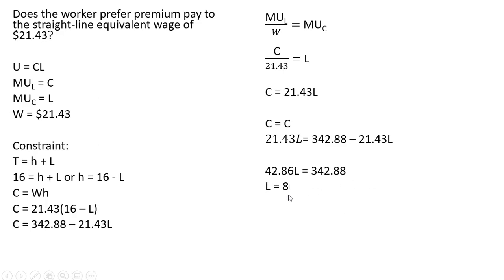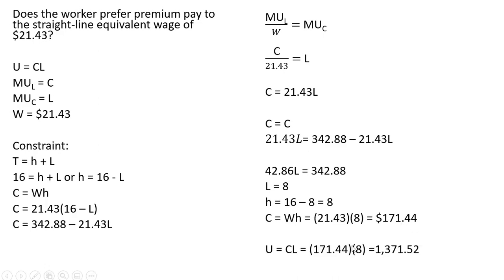The worker would choose 8 hours of leisure, meaning 8 hours of work. The worker would be able to afford $171.44 of consumption spending, and the utility level here would actually be greater than under the overtime pay. All right, that's my example.